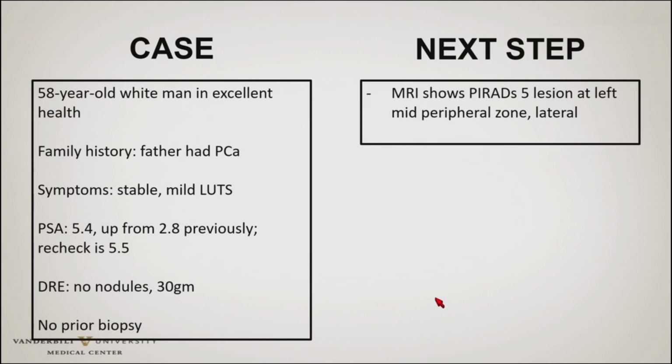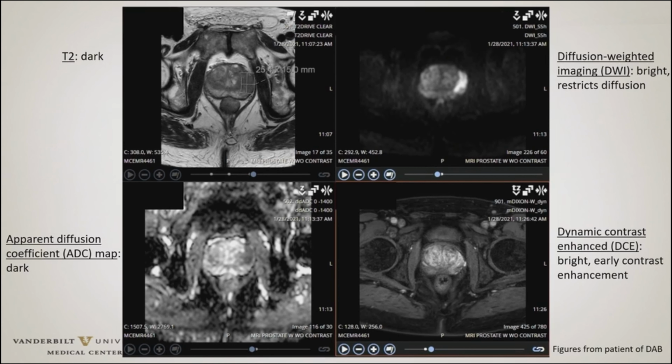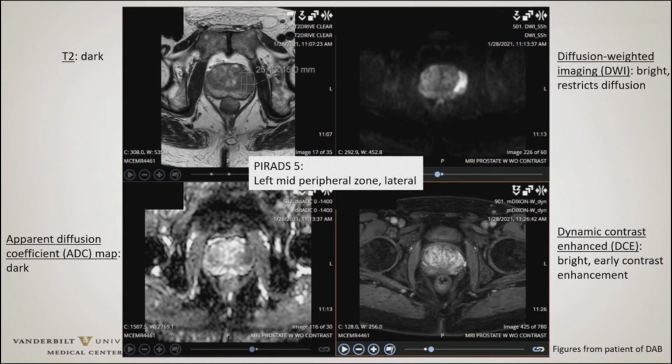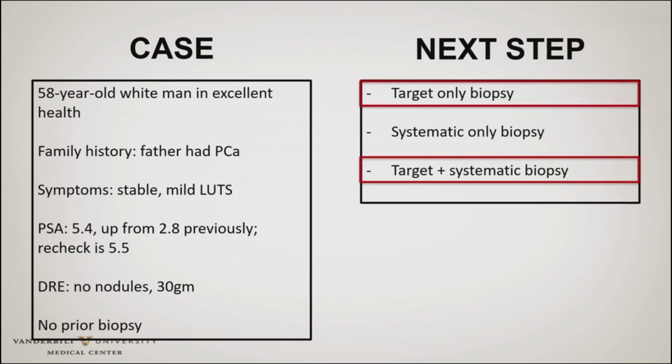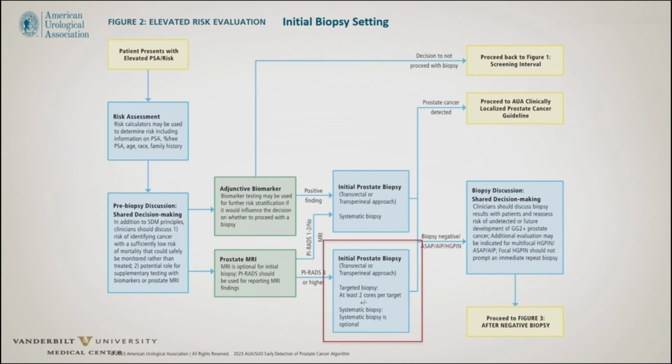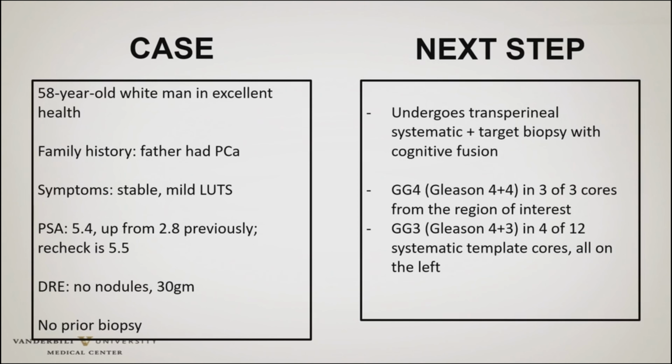The MRI is the one that I showed you previously, where you can see it on all phases. It's a PIRADS 5 lesion on the left there. Are we going to do the target only, the systematic only, or the target plus systematic? According to the guideline, it would be appropriate to do target only or target plus systematic. My preference is target plus systematic. I think Dr. Egnert and I could have an arm wrestling match up here over that decision. But yes, you'd be okay to do target only also. And here's that on the algorithm: in the initial biopsy setting, you do the target plus or minus the systematic biopsies.